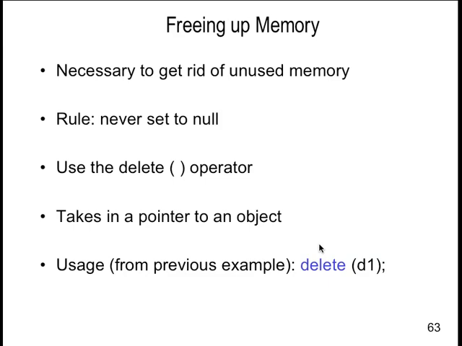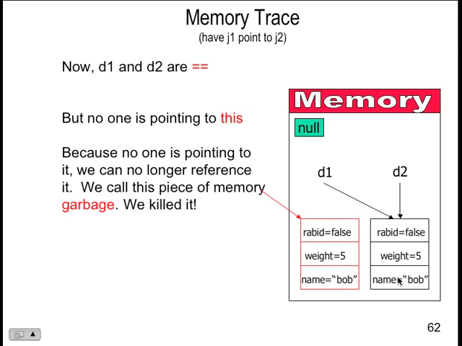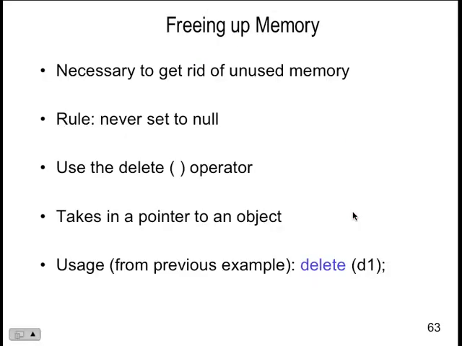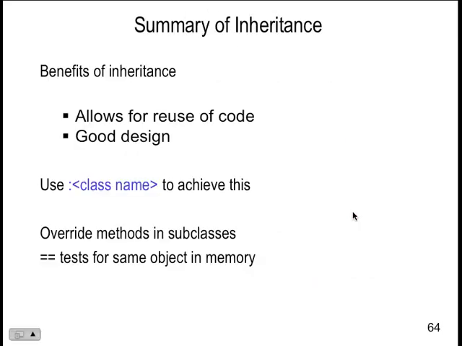So the rule is never to just set it to null; you want to use the delete operator. When we use the delete operator, it deallocates. It does the opposite of new. It takes a pointer to an object. So from the previous example, we would delete D1, which deletes the memory that D1 points to, and then we say D1 is now equal to D2. Then we make it equal, and all of a sudden we have two pointers pointing to the same memory address, and now this is gone. But if we change the pointer first, we can't delete it.